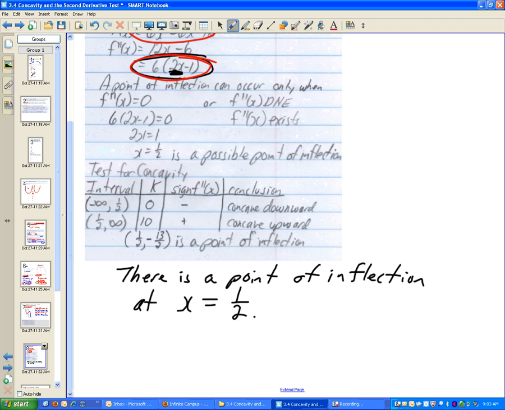No, not as far as we know. Because it's not at a, see, as far as we know, 1/2 is not a critical number.